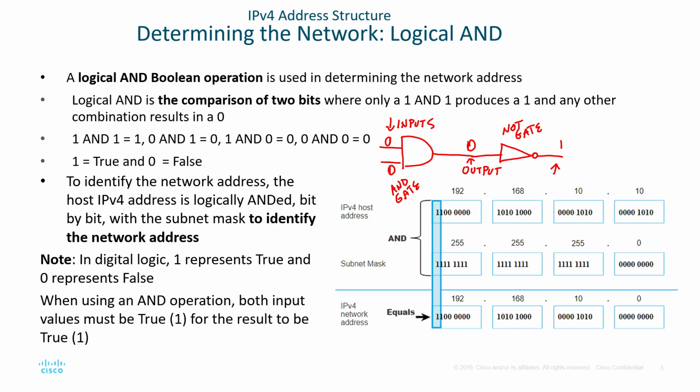So, you start again. Step 1: convert IPv4 addresses and your subnet mask to binary.